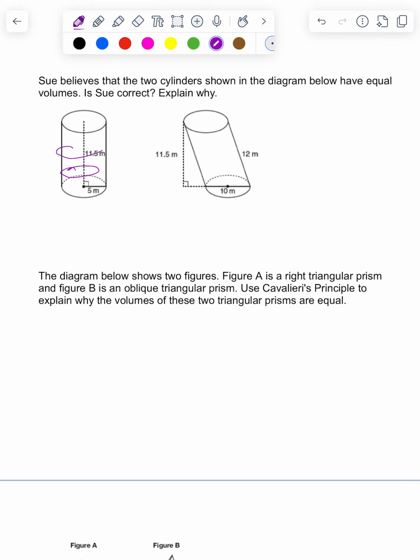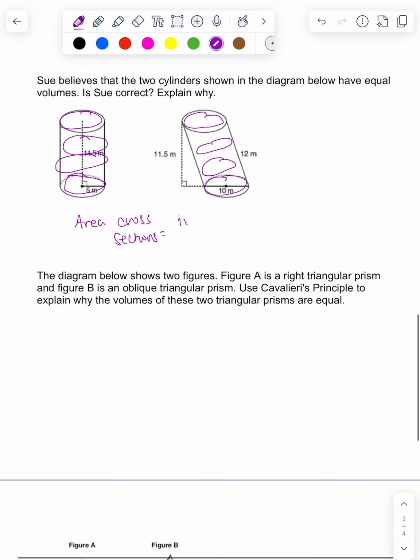Notice how in the cylinders, and let me draw a little bit better, it's the same circles. Even in the slanted one, it's the same circles throughout. So it's a constant cross section as you cut it parallel to the base. So the area of the cross sections, since they're circular cross sections, will be pi r squared. And they do have the same radius of 5. So the area of the cross sections will both be 25 pi.